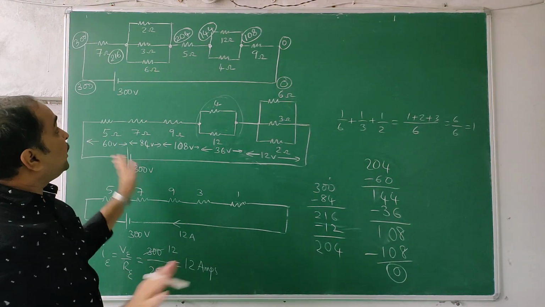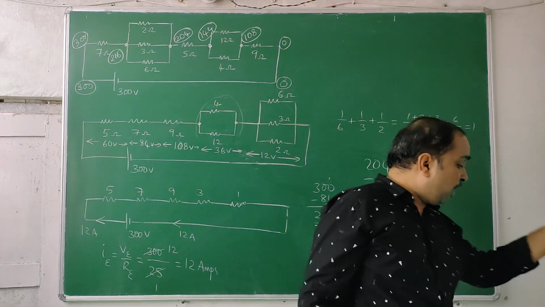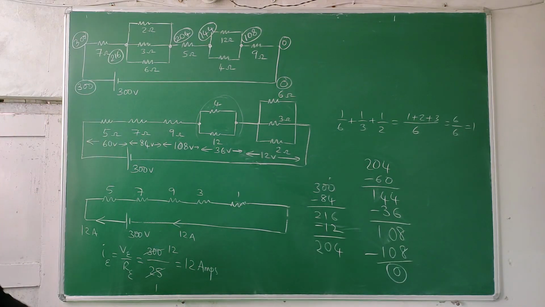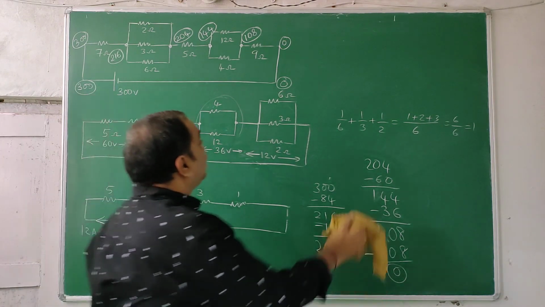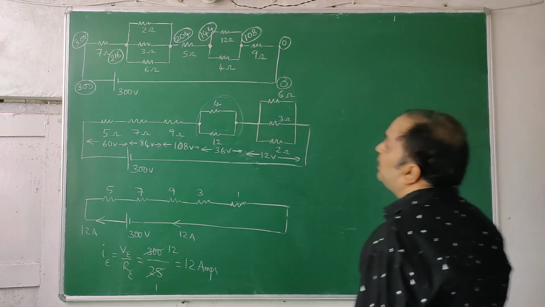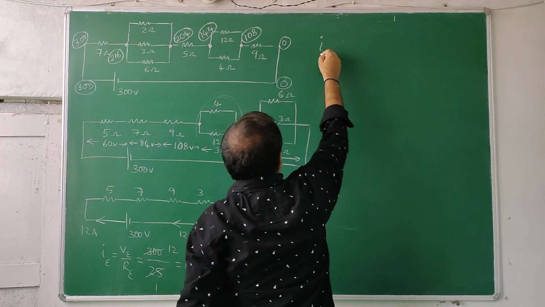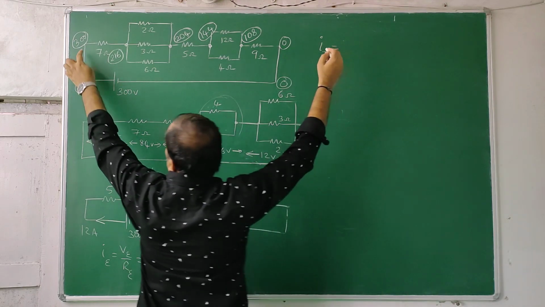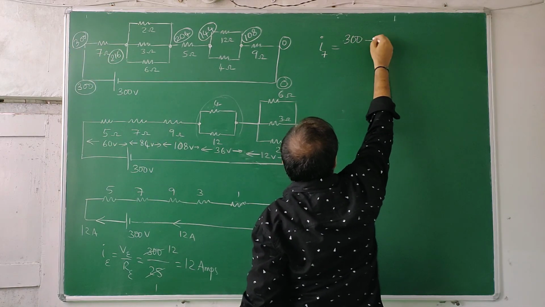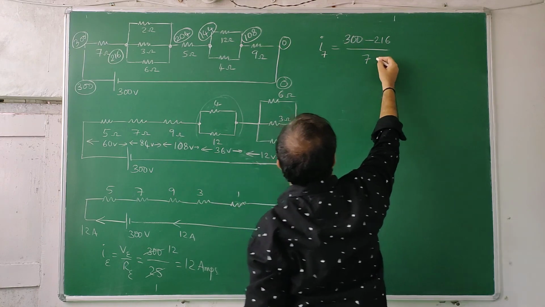Now we have found the potential difference across every one of them. Now we can find the currents. Now, a very interesting thing I am going to do. The current across the 7 ohm resistor I call I7. That is equal to the potential difference across the 7, which is 300 minus 216, divided by the resistance 7 ohm.